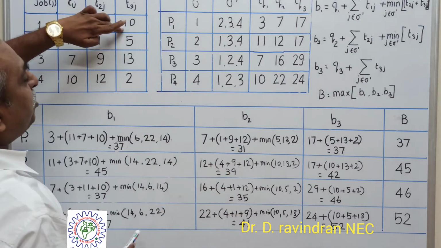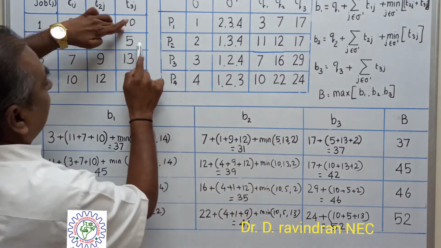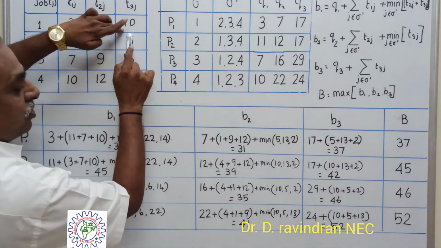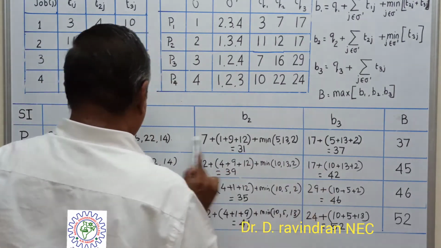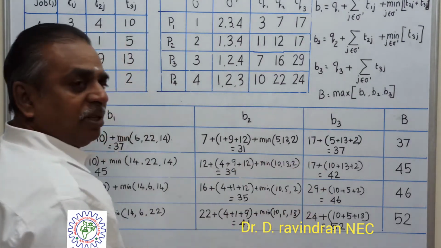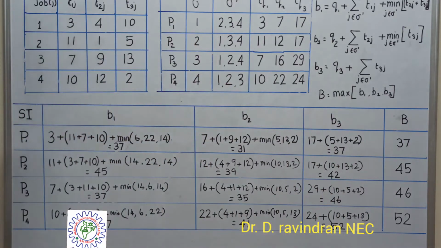Then when you are coming to the B3 value, that is 17 plus the sum of these three values. So this comes to 37, 31 and 37. Among these three values, the maximum value is 37. That is, when you process your P1, that is your lower bound.